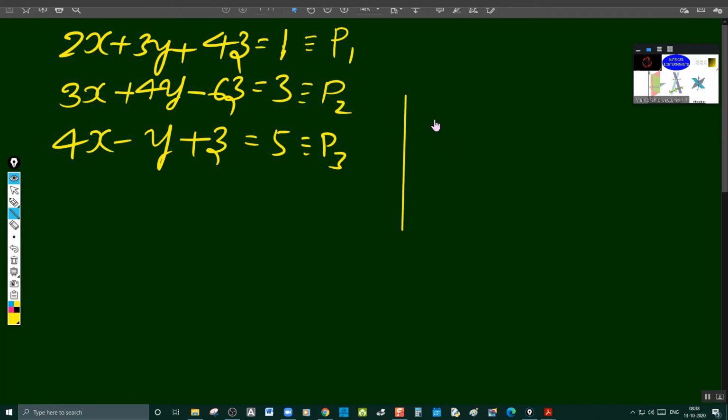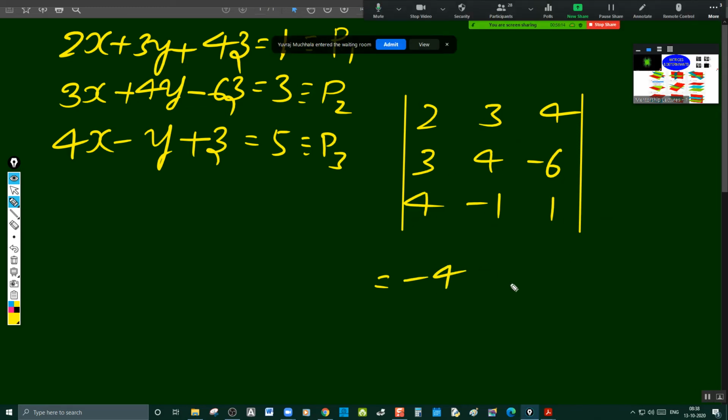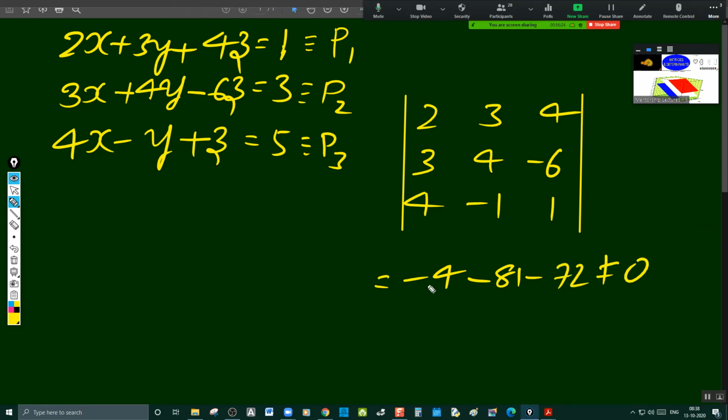Let me show you that. Let me revise that concept. 2, 3, 4, and 3, 4, minus 6, and 4, minus 1, 1. Okay, so 2 into (4 minus 2) is minus 2 minus 4... the determinant comes to minus 72, which is not equal to 0, and hence it will have a unique solution.